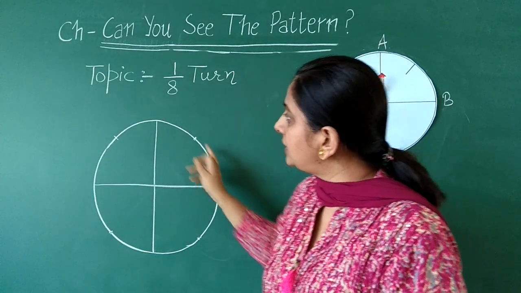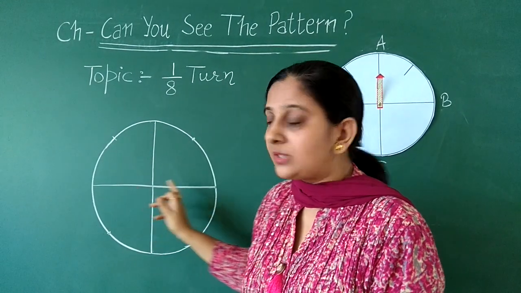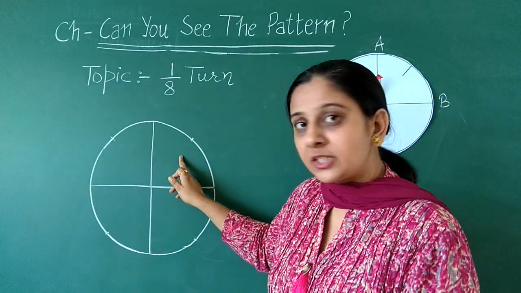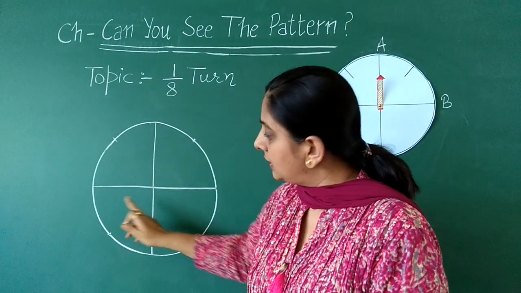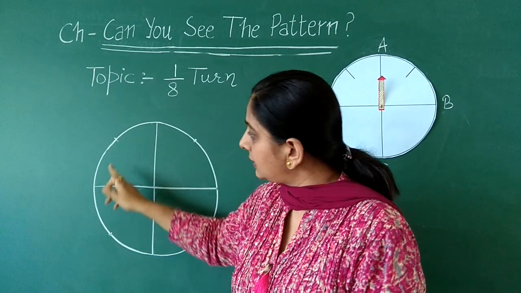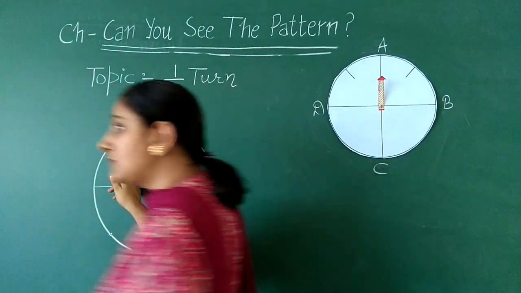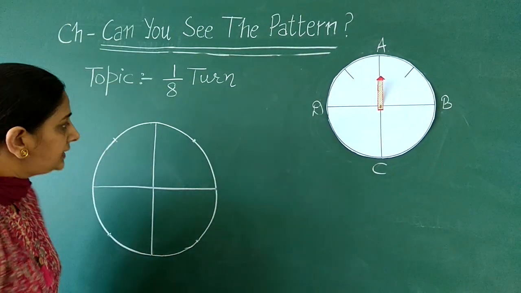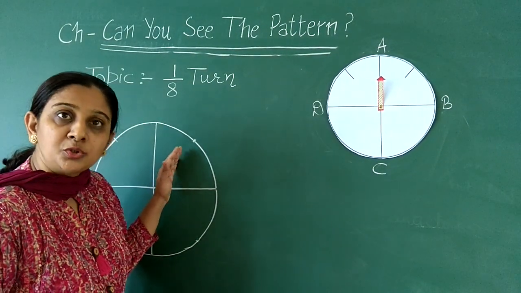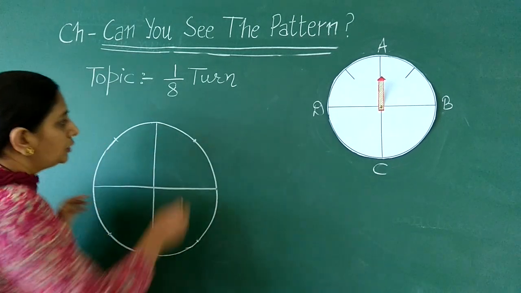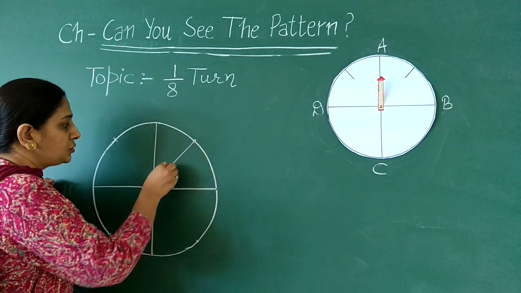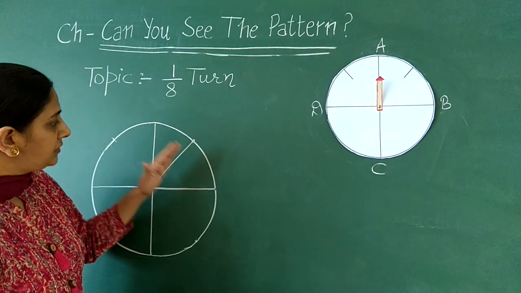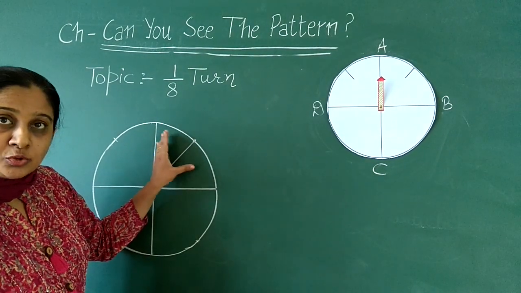This circle is divided into 4 equal parts and we call each part as quarter part of the circle. This is the quarter part, this is also quarter part, this is also quarter part of the circle and this is also quarter part of the circle. Now, what will happen if you will divide this quarter part of circle into 2 equal parts? So, here I am dividing this into 2 equal parts. Now, you will see I have divided this quarter part of circle into 2 equal parts.